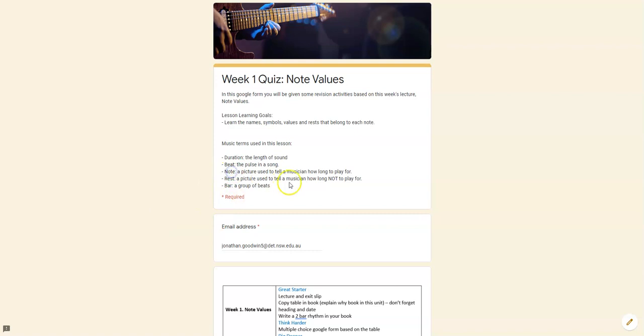We have note symbols, and they are pictures used to tell you how long to play something for. And then we also have rest symbols, which are pictures that are used to tell you how long not to play for.